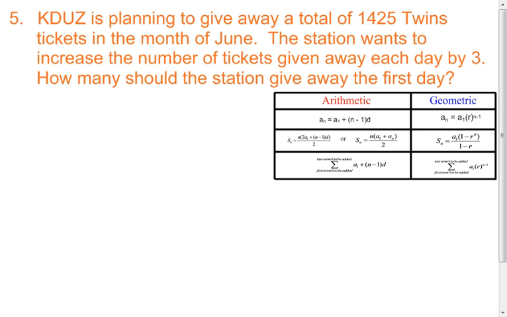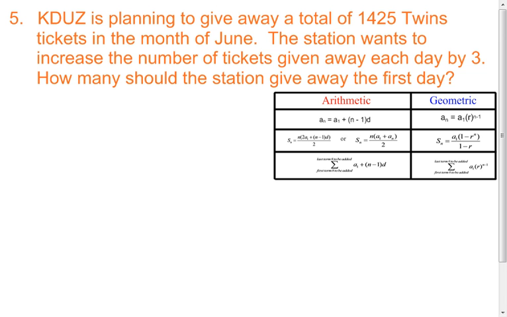All right, this time KWZ is planning to give away 1,425 tickets in the month of June. The station wants to increase the number of tickets given away each day by 3. How many should the station give away the very first day? Okay, the very first day.